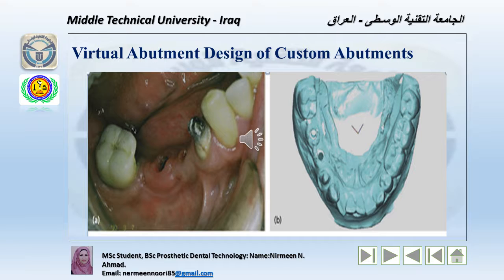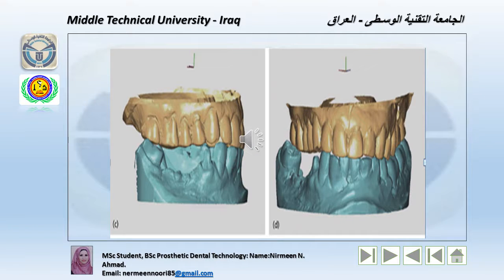After we know the differences between the Procera and the Atlantis abutment, now let me explain the virtual abutment design of the custom abutment. The procedure shows a mandibular right posterior quadrant that is to be restored with a single crown and two implant-supported crowns. The dental surgeon scanned the master cast with the implant and the prepared tooth. The next step shows a different view of the virtually occluded master cast and the opposing cast.